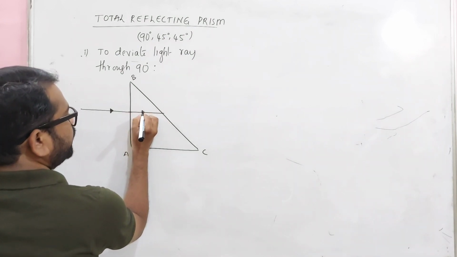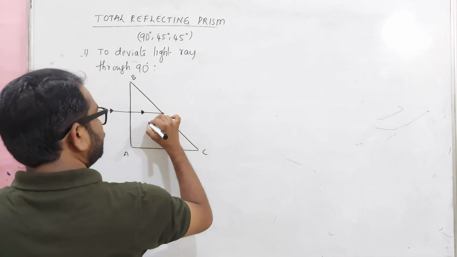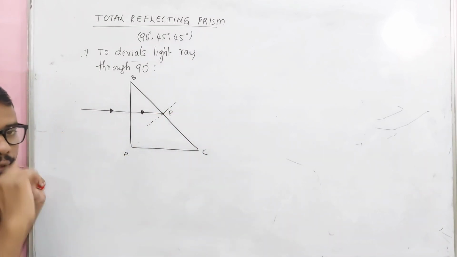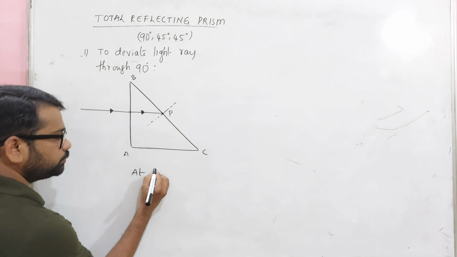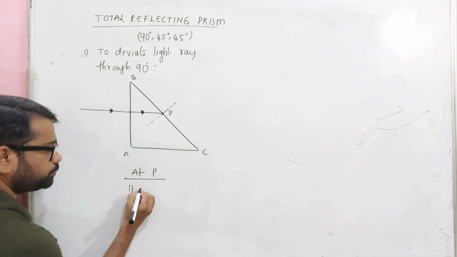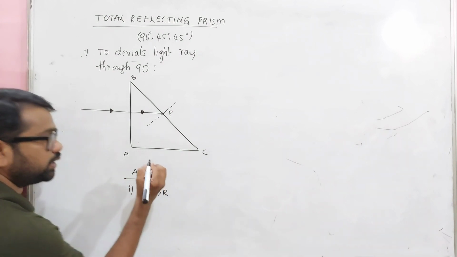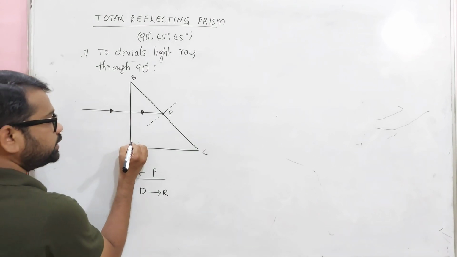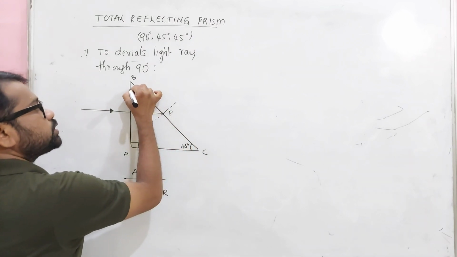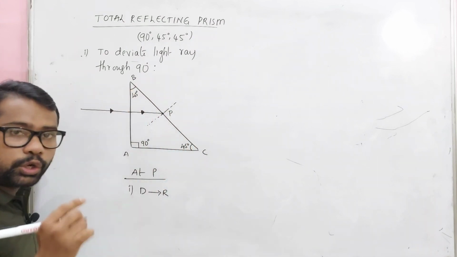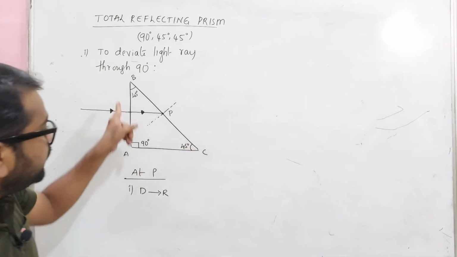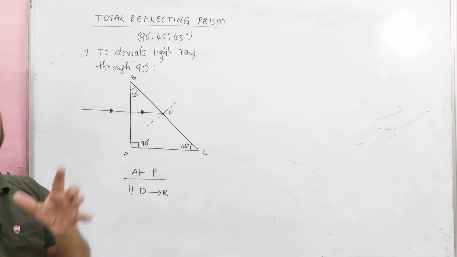But dear children, at this point, try to understand, this is a very important point where we have to concentrate. Let us say it's the point P. At point P, what is happening here? Light is trying to move from glass to air. That is denser to rarer. And don't forget, dear children, this is 90 degrees and here is 45 degrees and this is also 45 degrees because it is a total reflecting prism. Now we need to find the angle of incidence at the BC surface.